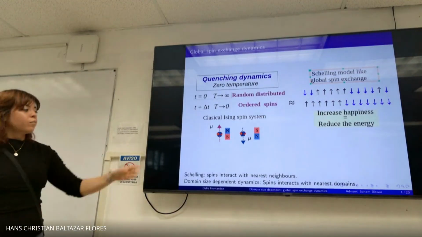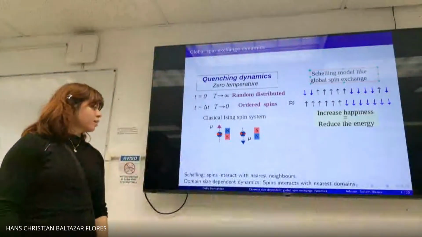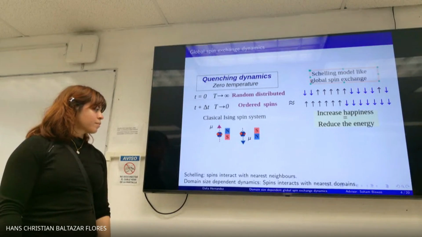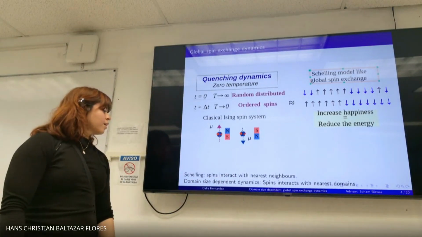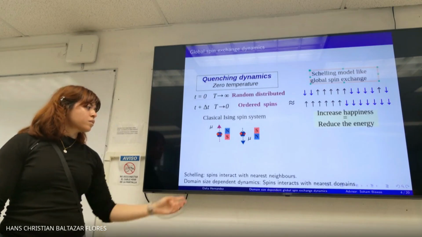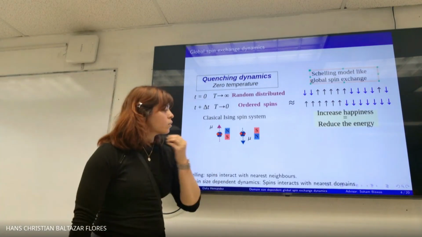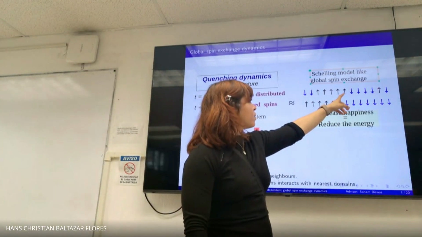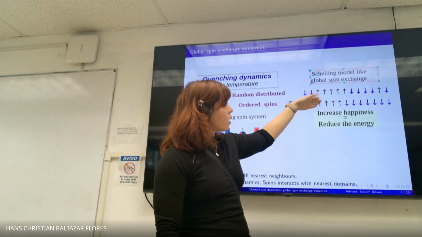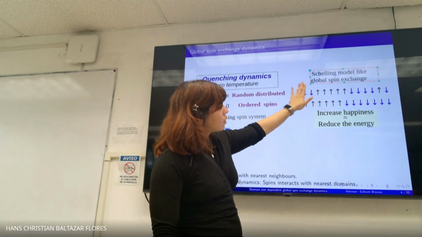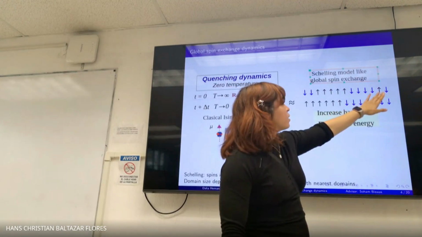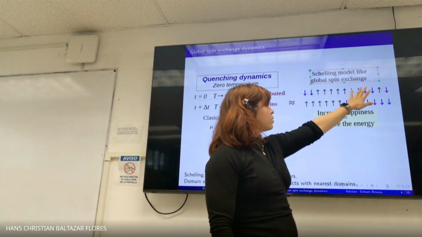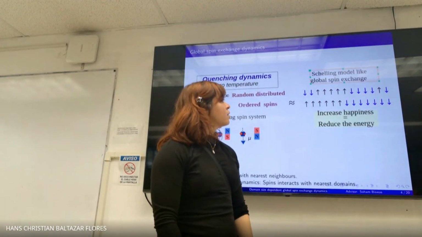And well, the Schelling model considers nearest neighbors, and the model we study considers that spins interact with the nearest domains. This could be like this spin interacts with all the spins that are aligned in the same direction on this side, and other spins aligned in the same direction on the other side.